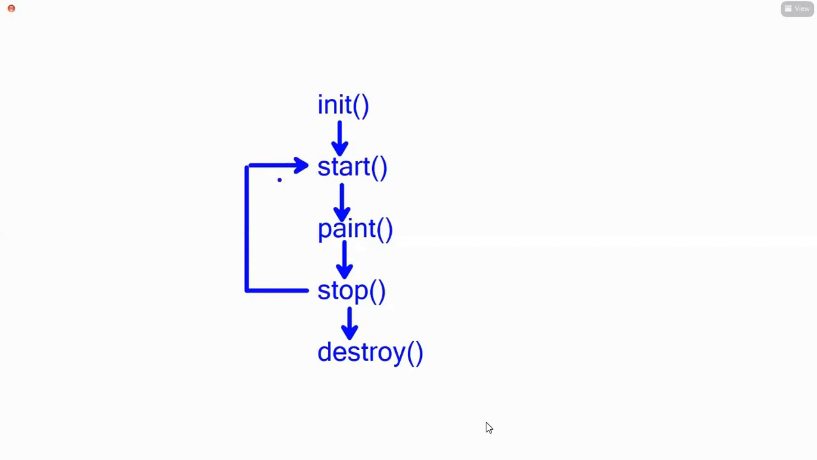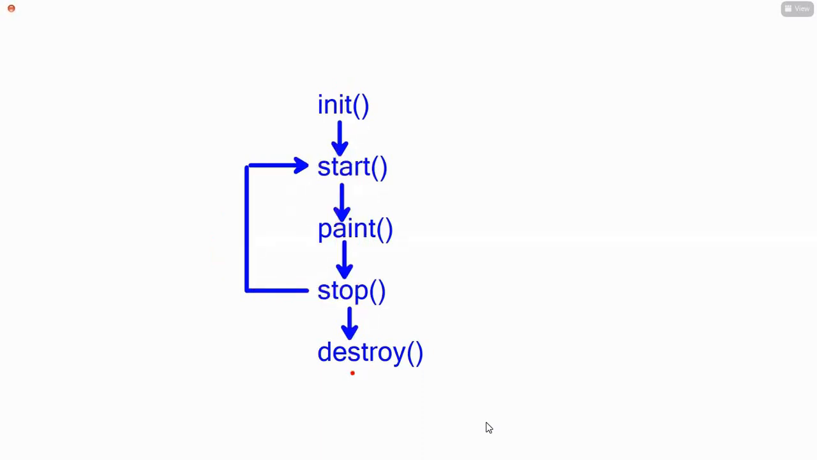Now, suppose the applet is loaded. How many methods? Init, start, paint. Applet deactivated: stop. Applet activated: start and paint. Deactivated: stop. Activated: start and paint. Deactivated: stop. Activated. Closed: stop and destroy. That is the reason the arrows are given like this.